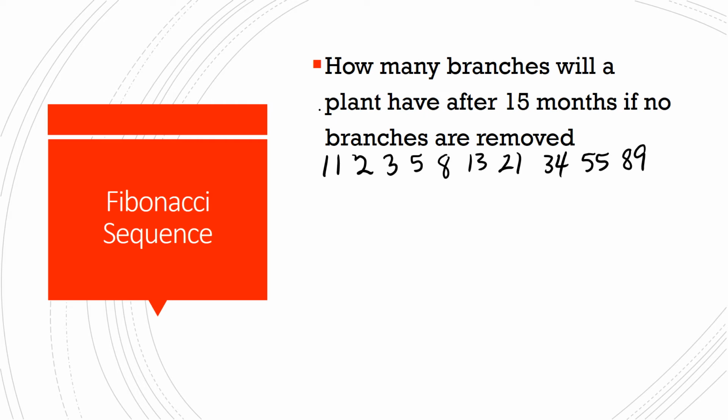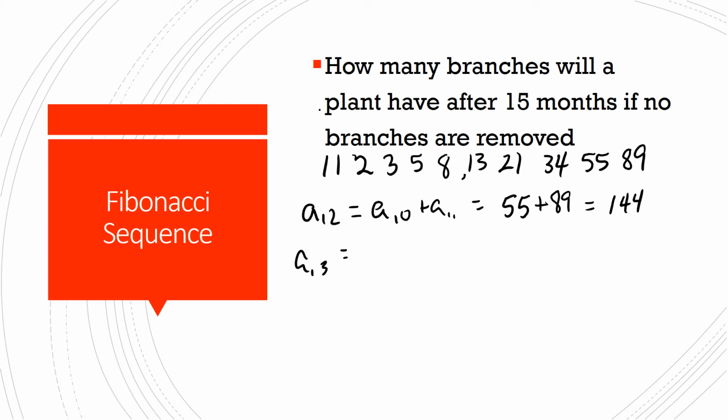So we got 11 here. So if we were to find A12, well, A12 is going to equal A10 plus A11. Well, that is equal to 55 plus 89. And 55 plus 89 equals 144. And then A13, well, that's going to be A11 plus A12, which means that we're going to have 89 plus 144, which equals 233.